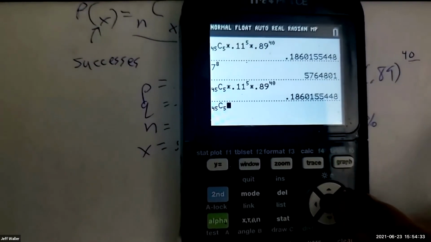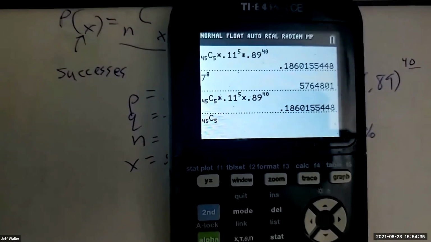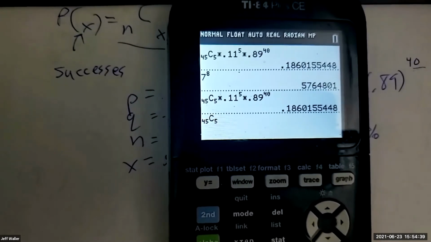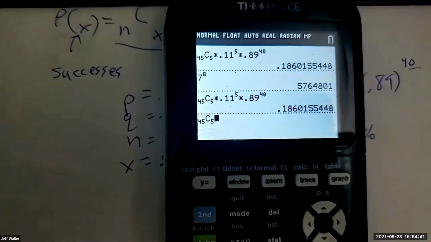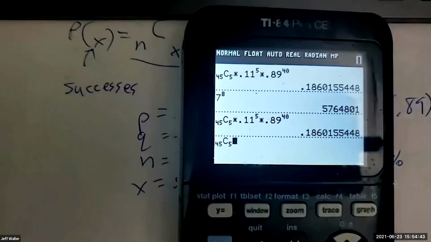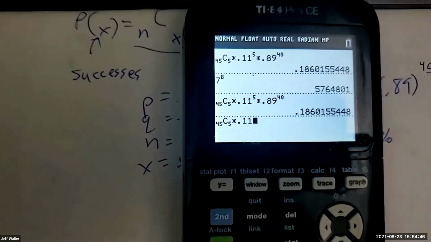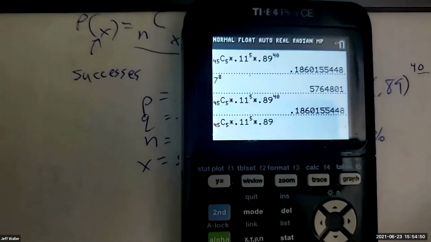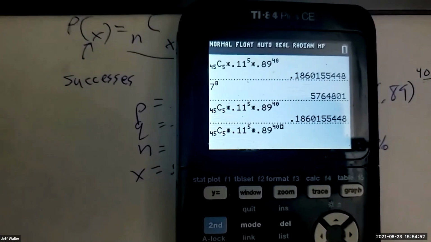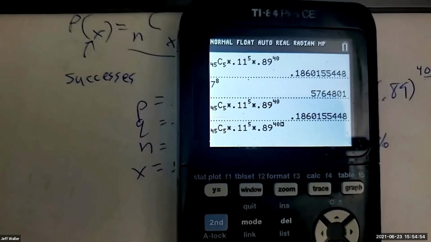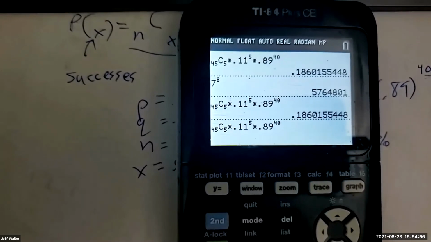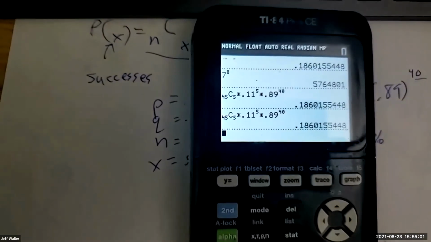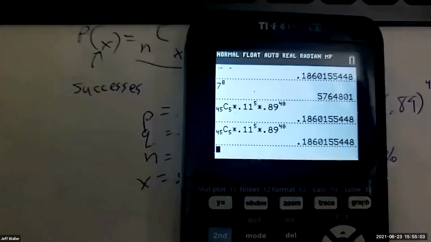Hit the over arrow. Now, some of you guys, do you have calculators that say 45 nCr 5? Yeah, that's what mine says. Beautiful. You don't have to worry about hitting the over arrow. You just keep going. Times 0.11 to the 5th times 0.89 to the 40th. Bam. All right.